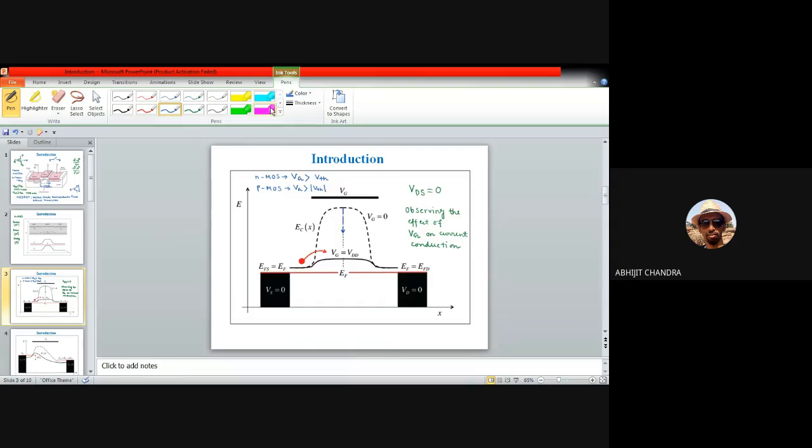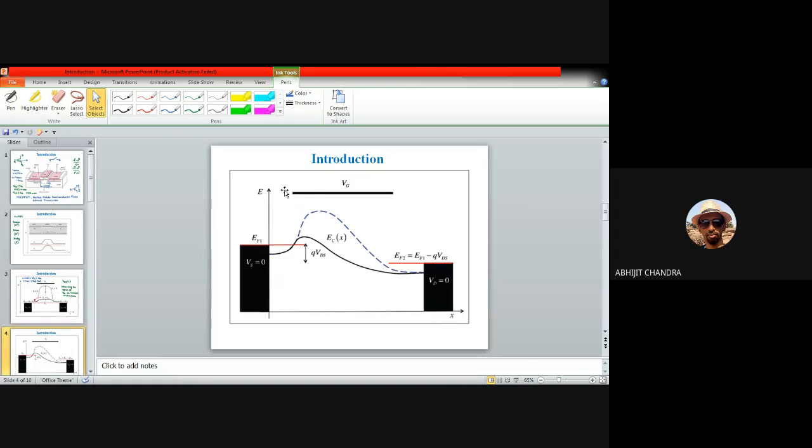Now here we have assumed that the drain and source are connected to the ground, so that's why VDS is equal to zero, and we are observing the effect of VG, the gate potential, on the current conduction. A point will come when VG crosses VTH, the threshold voltage, and then we find that the corresponding value of current will be there. So for PMOS, I should write mod VG over here, mod VG, because both of them are negative. So mod VG greater than mod VTH.